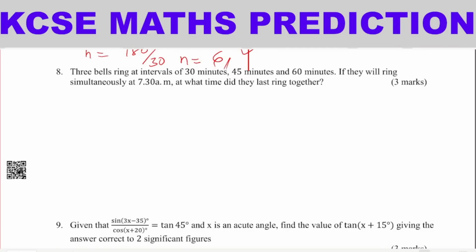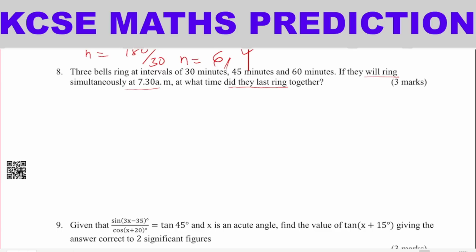Three bells ring at intervals of 30 minutes, 45 minutes, and 60 minutes. If they ring simultaneously at 7:30 a.m., at what time did they last ring together? So you need to understand this question. The question is asking at what time did they last ring together. So the first thing we need to get is the time taken before the bells ring together.